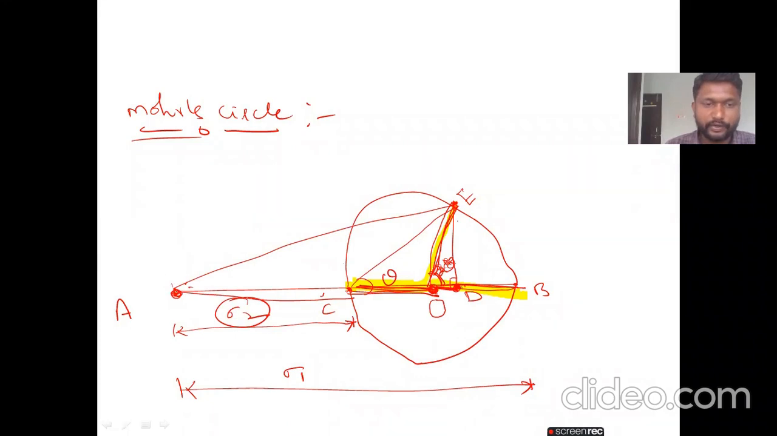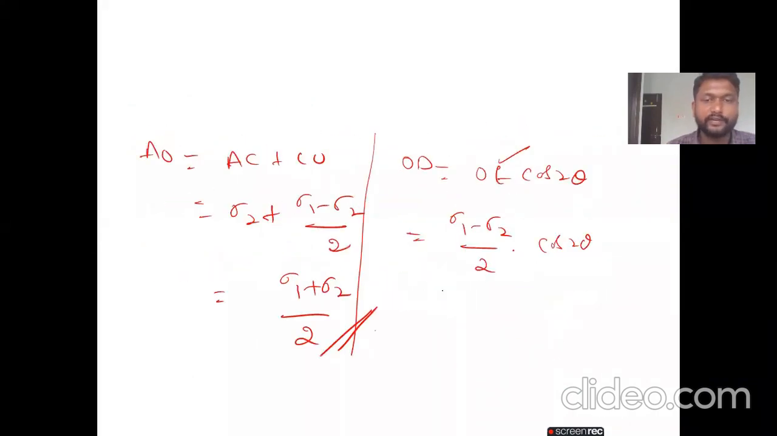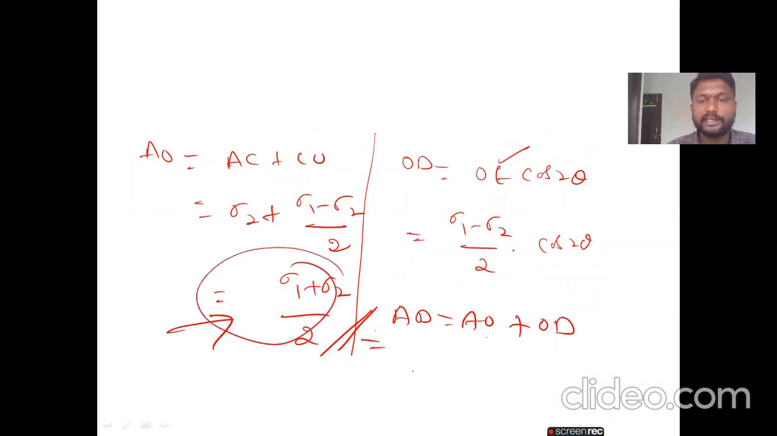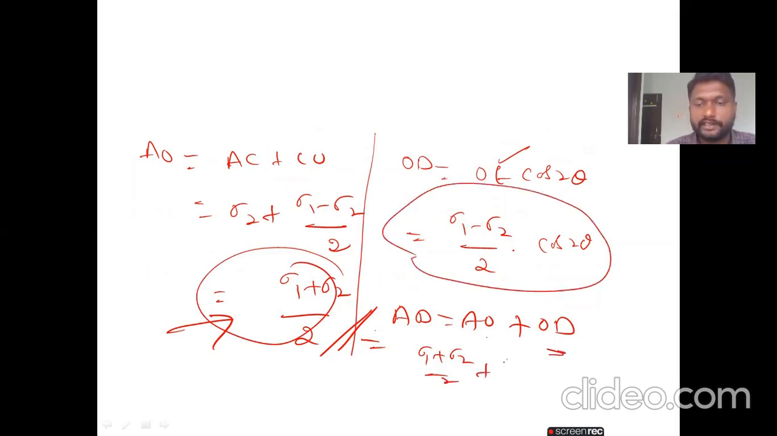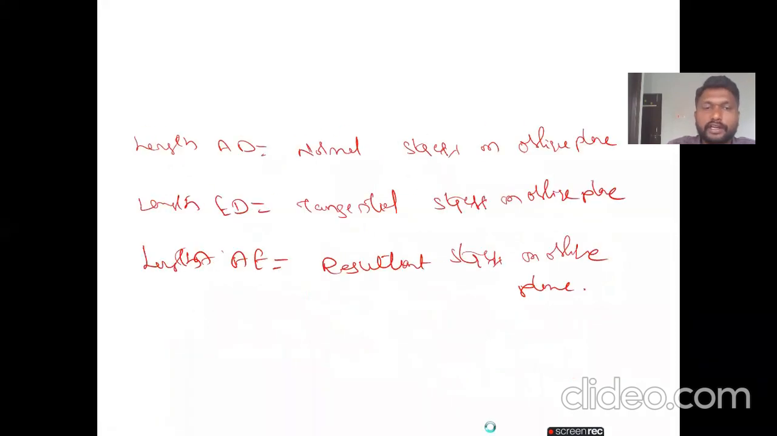Now what about A to D? A to D we have to write as A to O plus OD. A to O we already calculated. So now I will write AD equal to AO plus OD. AO we just calculated, that is (sigma 1 plus sigma 2) by 2, plus OD, which we just calculated as (sigma 1 minus sigma 2) by 2 into cos 2 theta. So AD is nothing but sigma n, the normal stress. I told you already, the length AD we got is nothing but the normal stress.